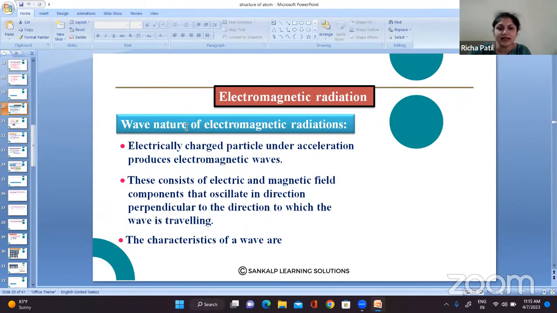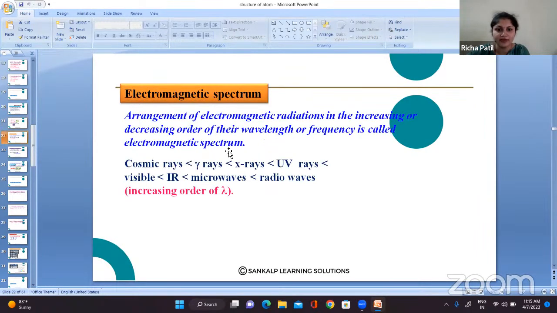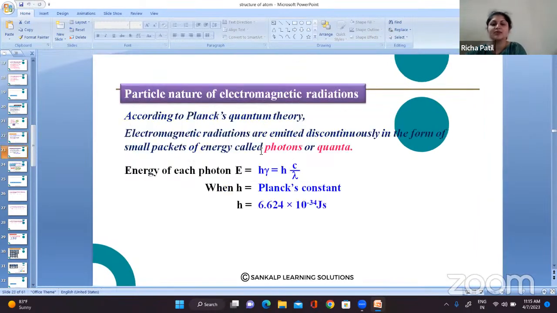It acts like a wave, with wave-like properties as well as particle-like properties. Then we discussed the various characteristics of a wave, and the electromagnetic spectrum, that is, how the various electromagnetic radiations are arranged. Then we were discussing the particle nature of electromagnetic radiation.